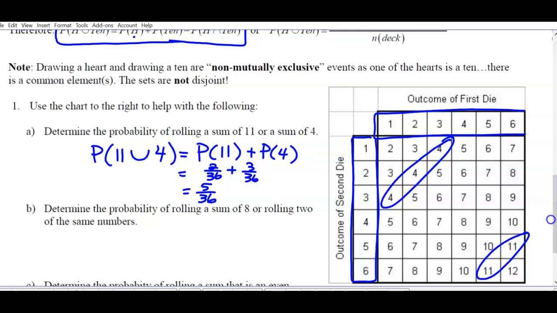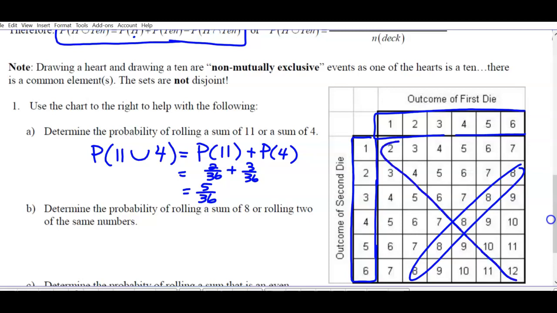Next one, probability of rolling a sum of 8. So I'm just going to erase this. So rolling a sum of 8, or rolling 2 of the same numbers. Sometimes we call them doubles when you're playing a game like Monopoly or something like that. So doubles are when you roll 1 and a 1, or 2 and a 2. So it's all these diagonal entries here.